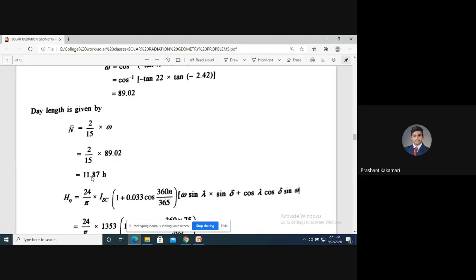Now day length indicates that on March 16, the sun was in the sky from morning to evening for 11.87 hours, which is the actual sunshine hours for the given day, or the maximum sunshine for that given day, assuming that the complete day was with clear sunshine. I hope the day length point is clear to all. What's the meaning of day length?